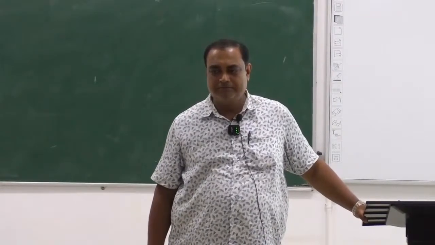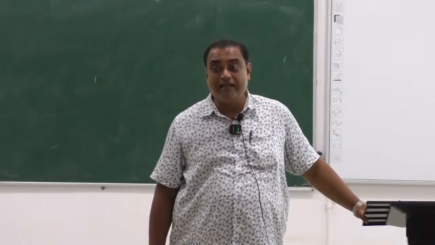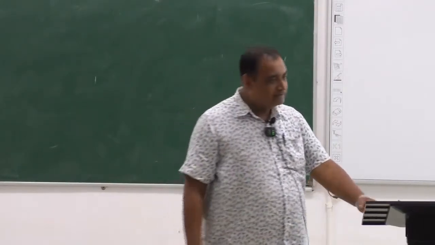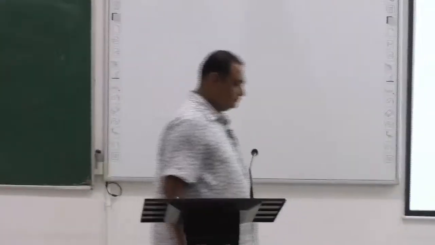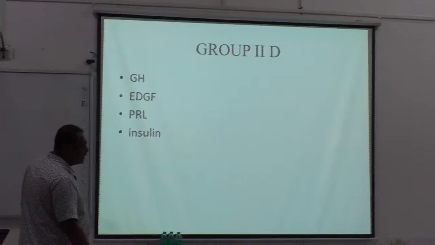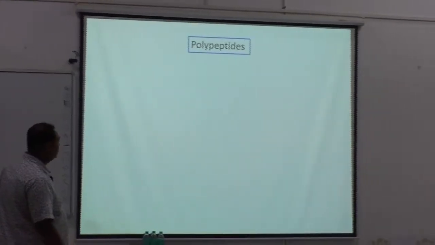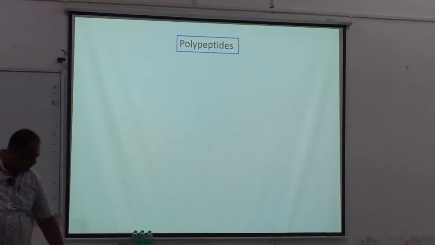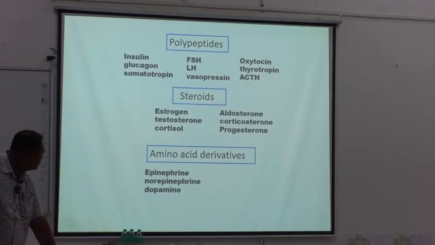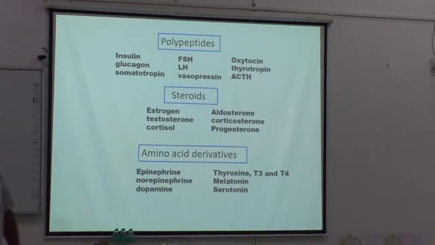Where does glucagon fall? Cyclic AMP. Cyclic AMP. 2A. Correct? In which group does NO fall? Cyclic GMP. Correct? So now the different names of the hormones. Correct?